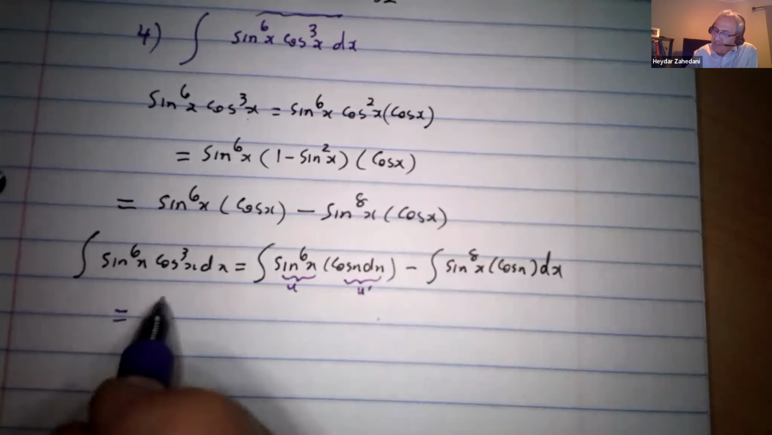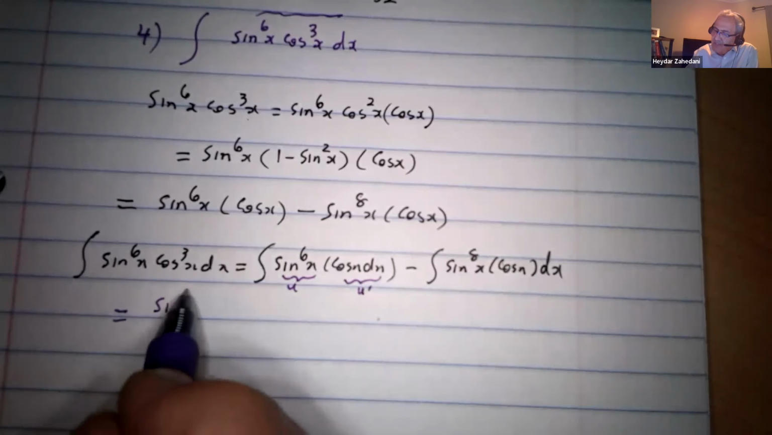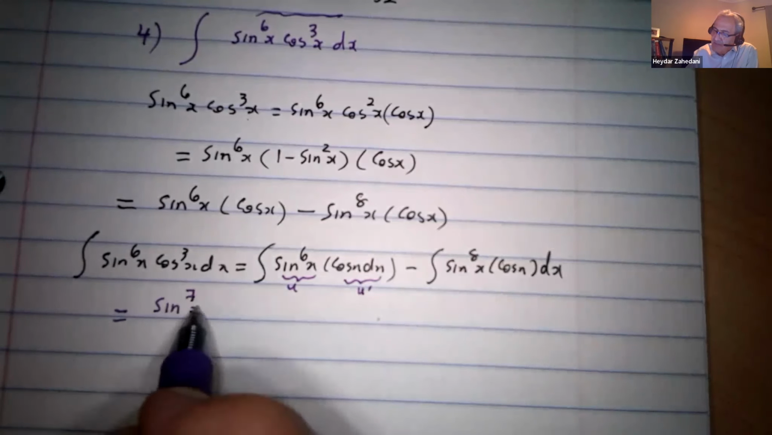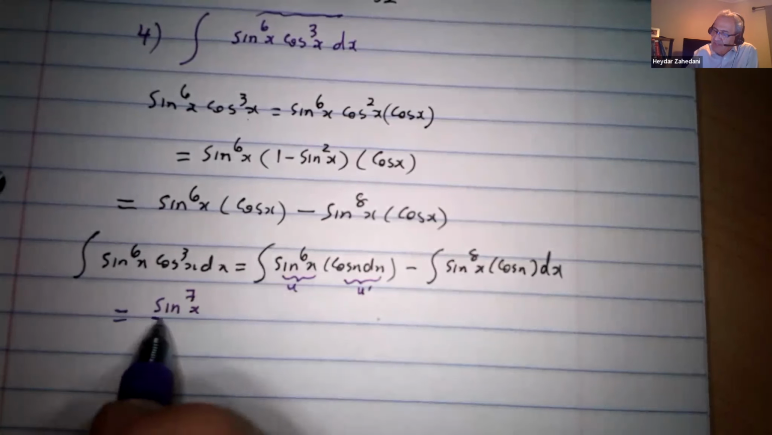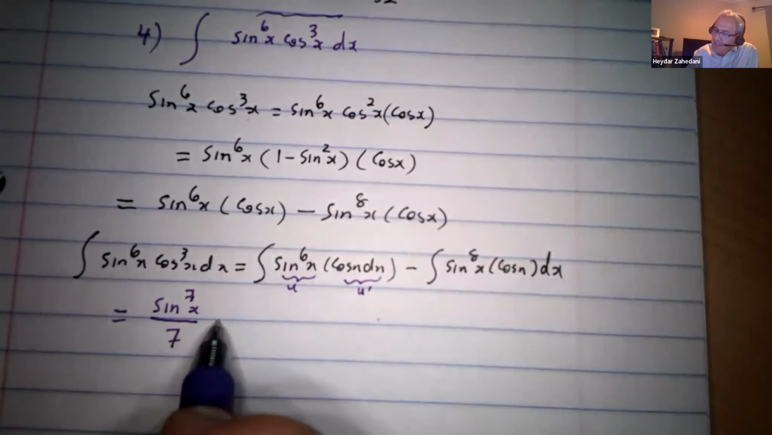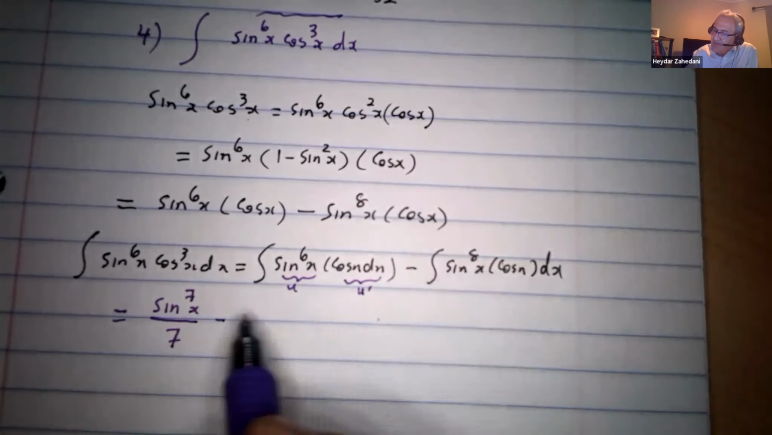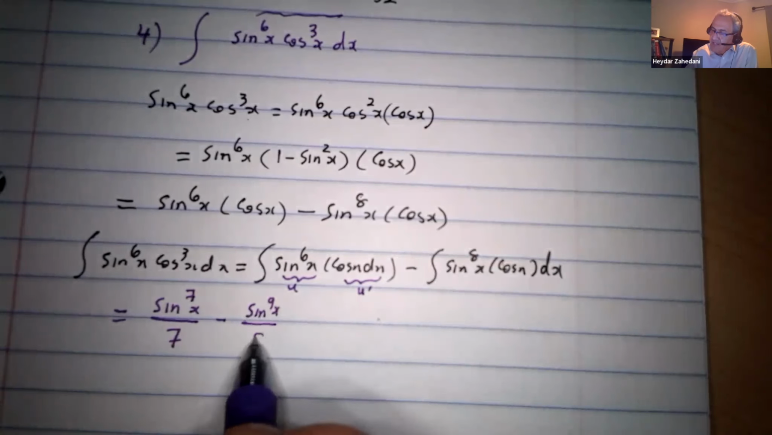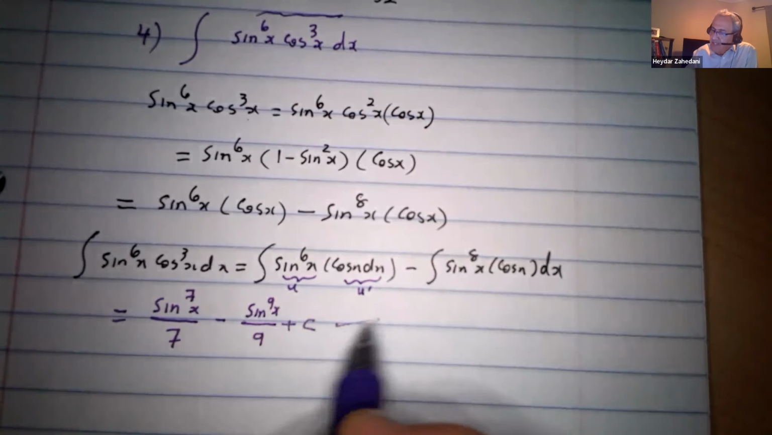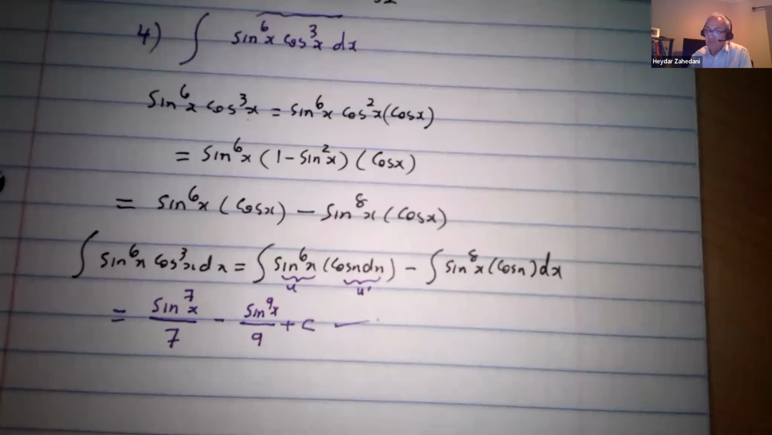So the first one is going to be sine to the 7. This is just the power rule, u to the 7 divided by 7, minus the next one, which is going to be sine to the 9 of x over 9, plus the constant c, and then you're done. You see, don't make a mess if you like.